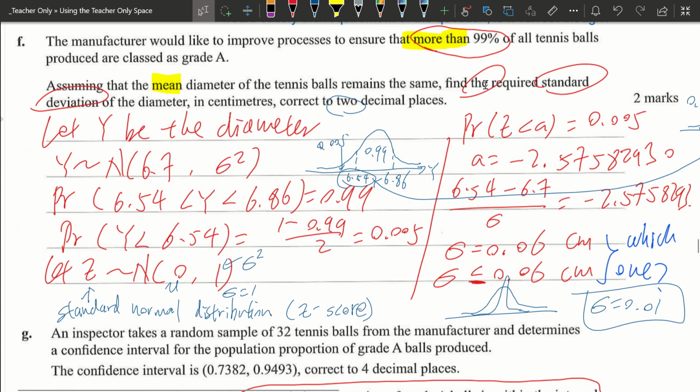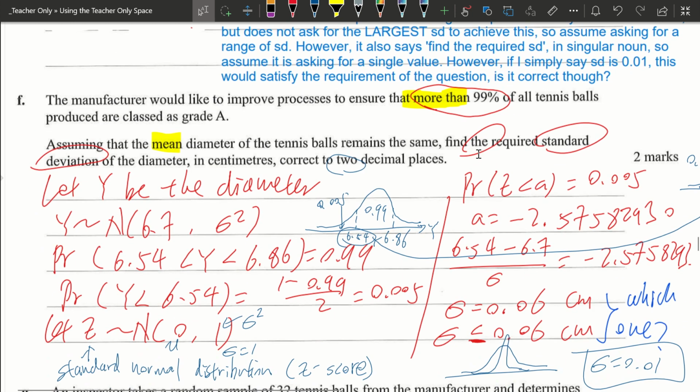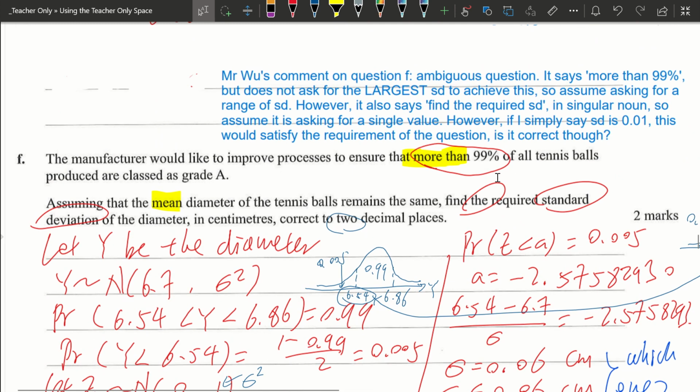So if the question is asking for one answer, then it's very easy to guess because there are infinitely many answers to it. To make it very narrow, more than 99% within the range just means the graph is very narrow, which means you can just guess a very small standard deviation to make the graph narrow, and therefore to make a lot of balls within the range. So can we do that? Well, I don't know.